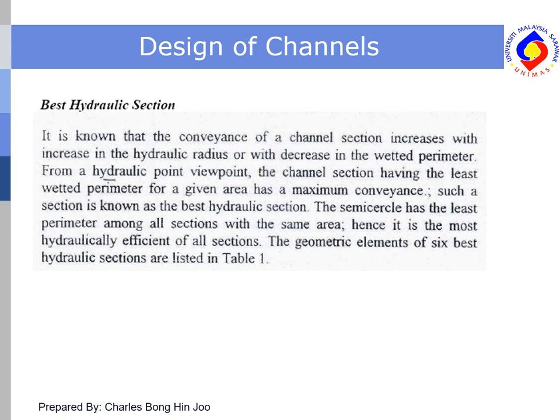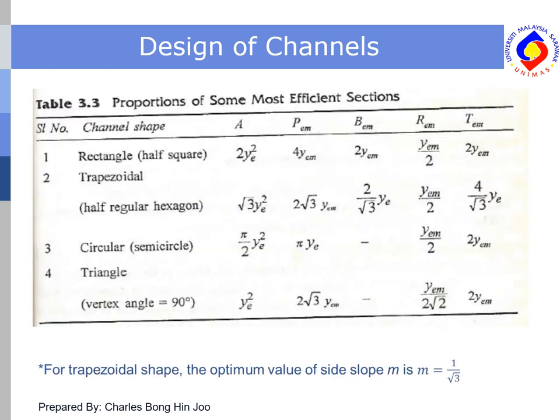efficient of all sections. To determine this best hydraulic section, we can use the proposed equations for different shapes as listed in Table 1. This table shows how to calculate the most efficient section for channel shapes of rectangle, trapezoidal, circular, and triangle, with the appropriate A, which is the cross-sectional area, wetted perimeter P, the bottom width B, the hydraulic radius R, and the top width T. For a trapezoidal shape, the optimum value of side slope m is given as 1 over square root of 3.